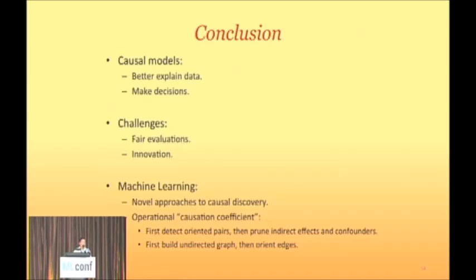So where we are today is that we now have some tools that allow us to better explain data, and that can be used as part of the decision-making process. I would like to advertise challenges as a tool to make progress and boost the state of the art. It certainly worked in the case of causality. The application of machine learning has shown that we could get an operational causation coefficient and integrate it into a consistent methodology.